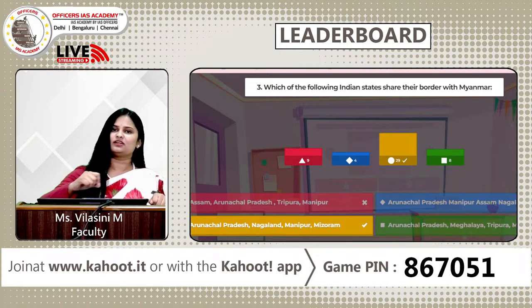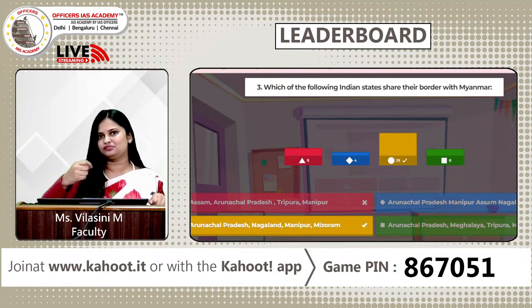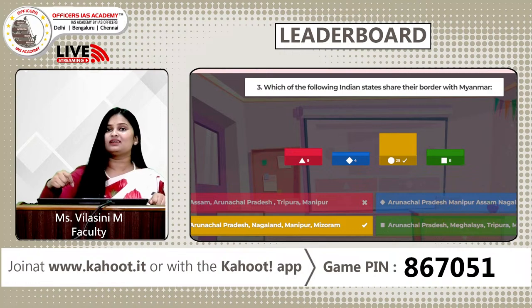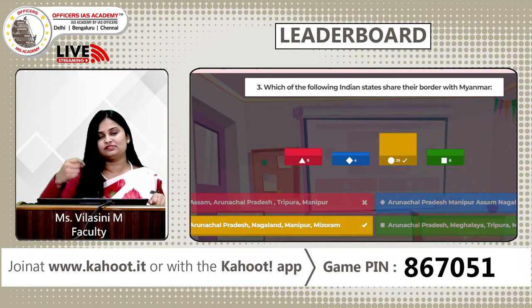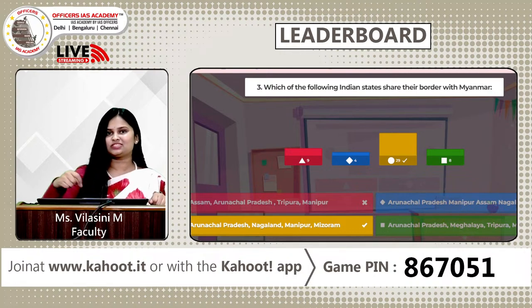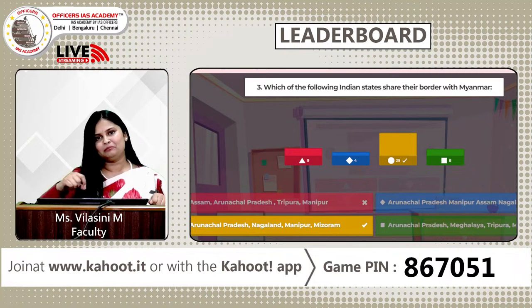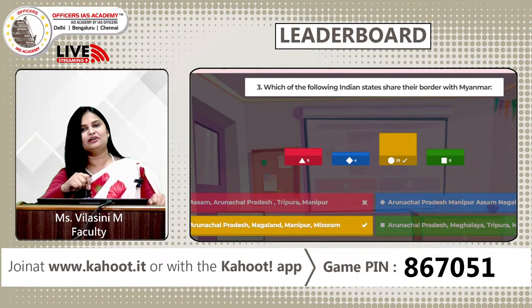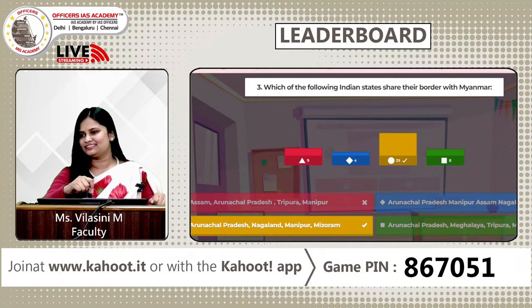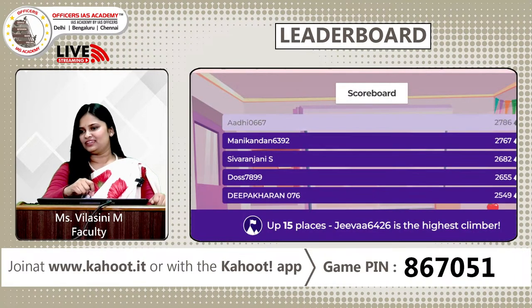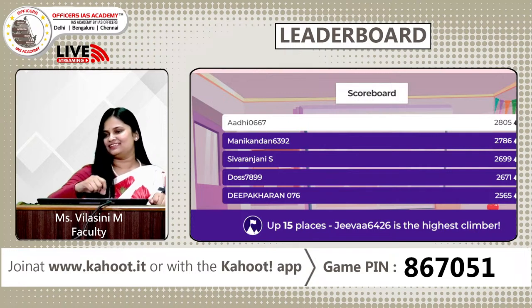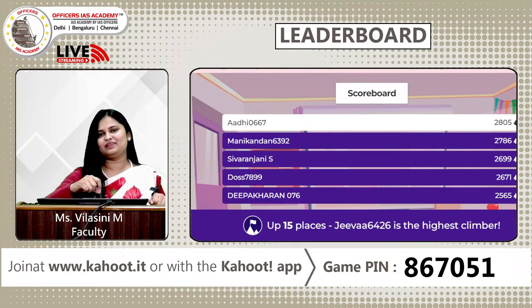So talking about the borders that Myanmar shares with India, we share both a land border which extends up to 1600 kilometers. We also share a maritime border in the Bay of Bengal. So these are few things with regard to Myanmar. Fine. So now let's take a look at the leaderboard for this particular answer. So the tables have turned. Adi has come to the top place. Wonderful, Adi. Great job. Keep going.